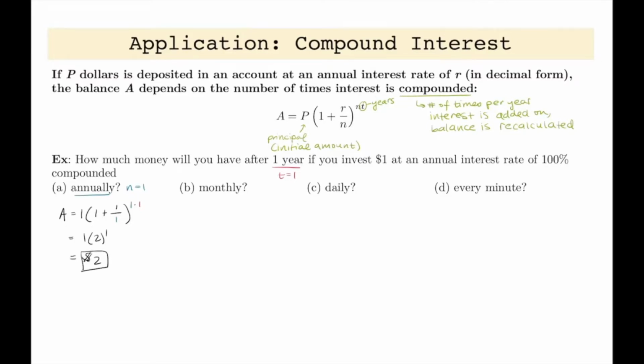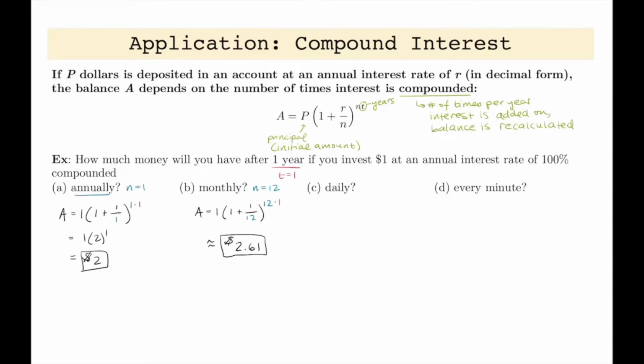Let's see if we compound monthly. That's 12 months in a year, so N is 12. Our principal is still 1, the interest rate is still 100%, and now N is 12. So we'll have a 12 in the bottom, and then 12 times the length of time, which is still 1, so 12 times 1. If you calculate this out, you get about $2.61. So right away, more compoundings is better. The more often your interest gets re-added on, the better it is for you. We have an additional 61 cents to go have some fun with.